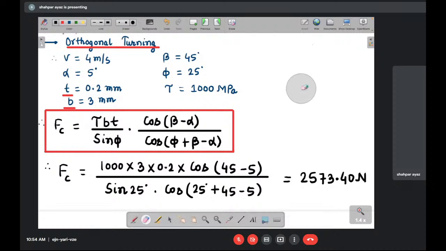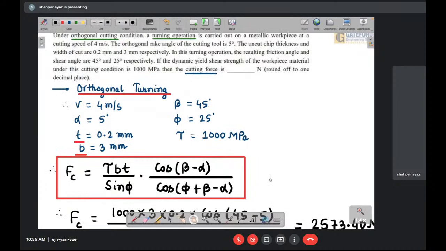Anyone having doubt in this problem? Tell me. Please just let me know, guys. Done? Done, all of you. This problem is done.